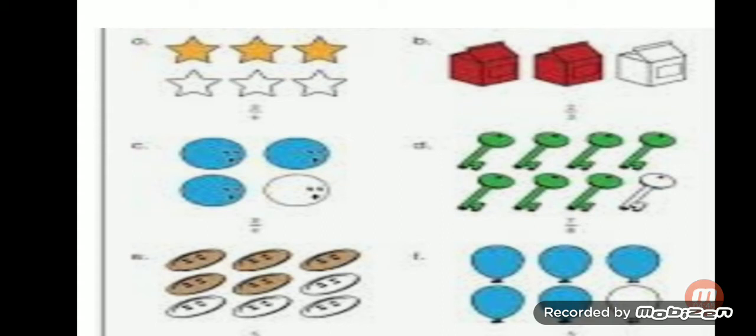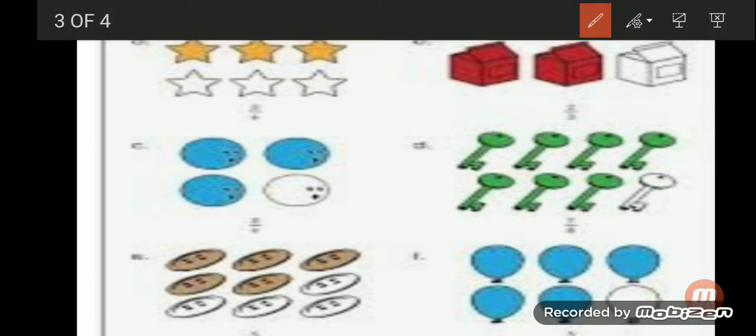Children, here you can see we have to write down the fraction of a group. What is a group? Group means a set or collection. That means we have a collection of some same things. Here you can see a collection of things, and we have to write down the fraction of the shaded part of these things.